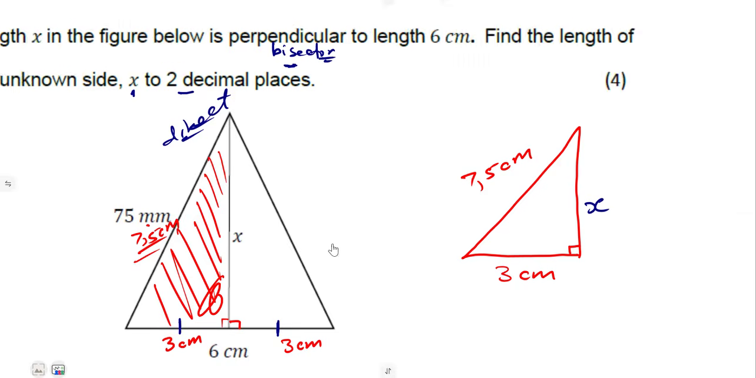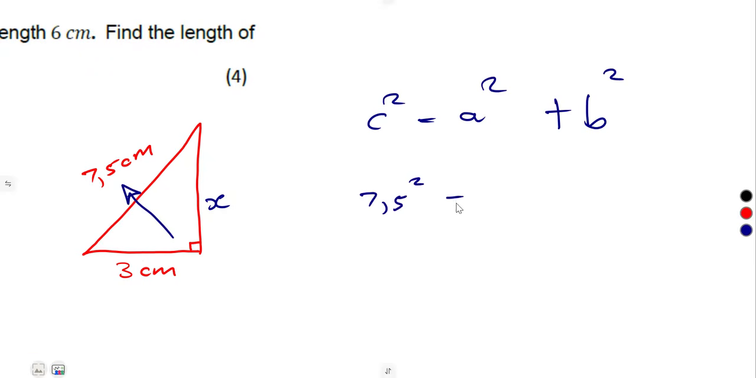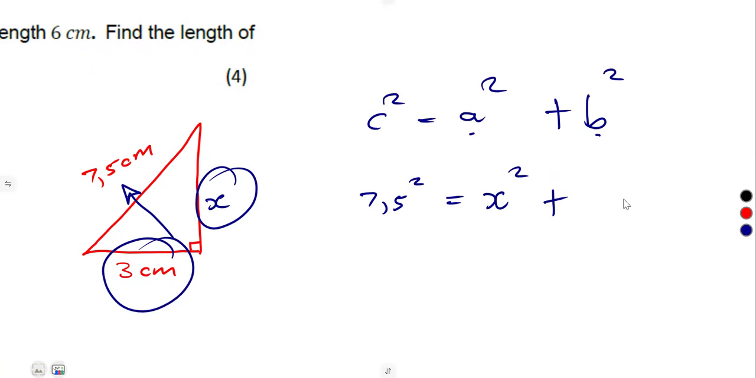So let's find x. What can we use to find x? It is a right angle triangle. I've talked about this Pythagoras theorem again and again. Where our hypotenuse is what? The 7,5. So 7,5 squared is equal to x squared plus the other shorter side, which is 3, because A and B are the shorter sides. So that's it. We can simplify that one.